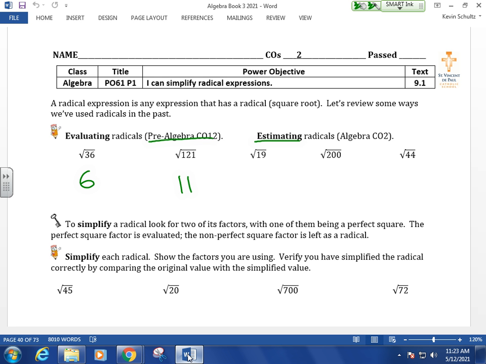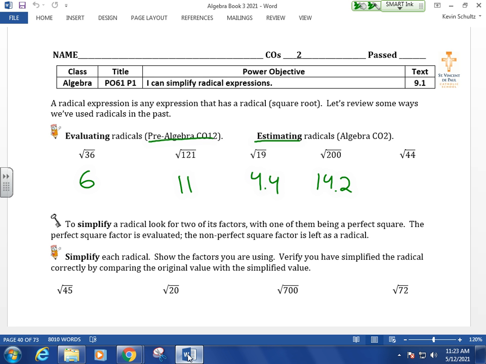Root 19, who's got a good estimate of what that would be? Brent? 4.4, 4.3, somewhere in that range. Root of 200, what would you estimate that to be? Root 200. Brent again. 14.6. I would argue against 0.2. Okay. And how are you coming up with these? Trusty calculator. Yeah. So putting them into a calculator definitely gives you the answer.